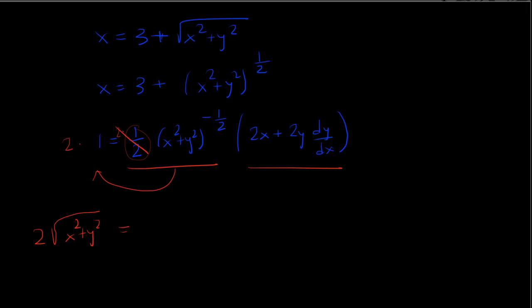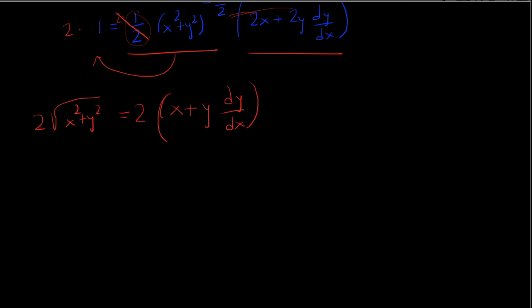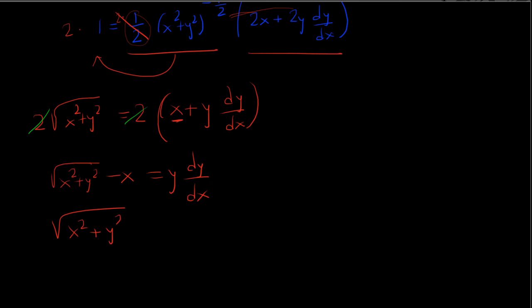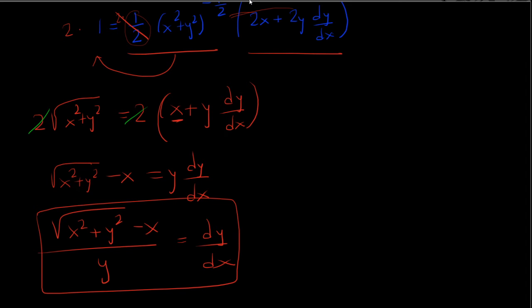And I can factor out these 2's. So it'll be 2 times the quantity x plus y dy over dx. The 2's are going to cancel. And I'm going to subtract the x here. So I have y left times dy over dx. And then finally, I'm going to divide by y. So that's my derivative.